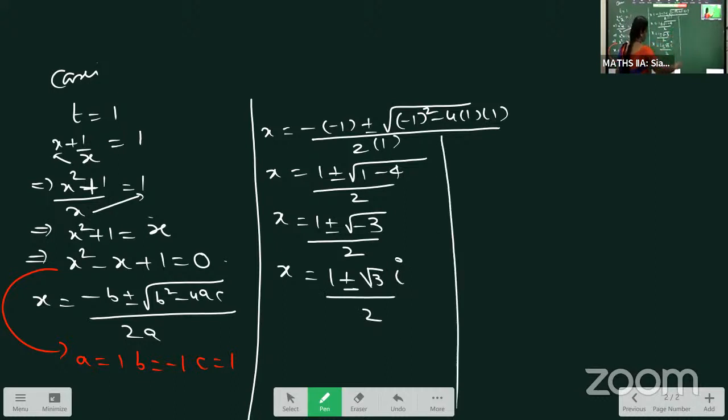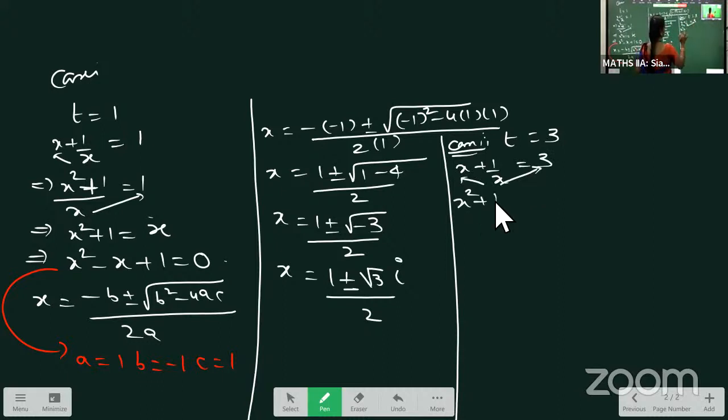Now we are going for case 2. When you come to case 2, we have the value t is equal to 3. Then what is t? x plus 1 by x is equal to 3. Again, you take the LCM here, we can multiply like this. x square plus 1 is equal to 3x. Then bring this one into the middle. x square minus 3x plus 1 is equal to 0.